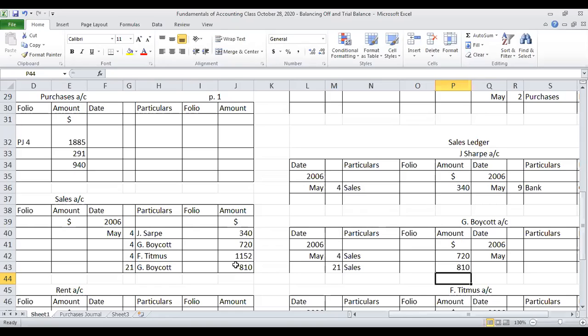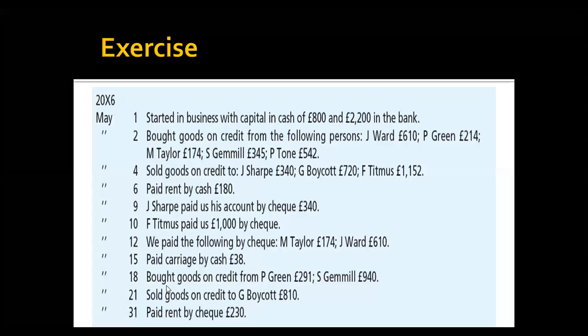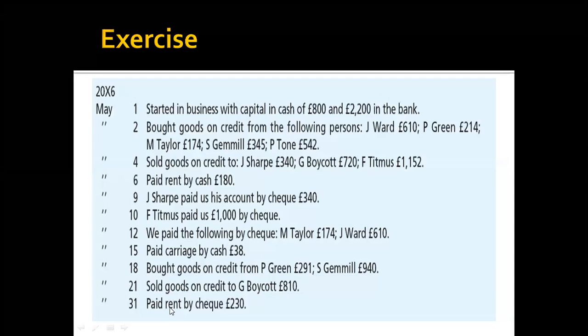All right. Let's go back to the question sheet now. All right, the question sheet says last one, May 21, paid rent by check, 230.